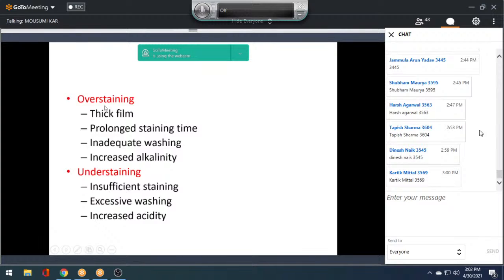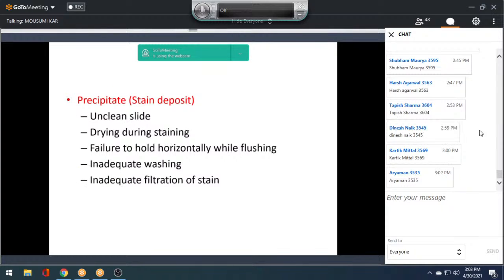When does a smear get overstained? If it is a very thick smear and you keep it for staining and forget about it, that is prolonged staining time. You don't wash it enough, or you let it dry so the scum touches it, or there is increased alkalinity. Understaining also has pretty logical answers: insufficient timing, or the stain is bad, or you have washed it too much, or increased acidity.